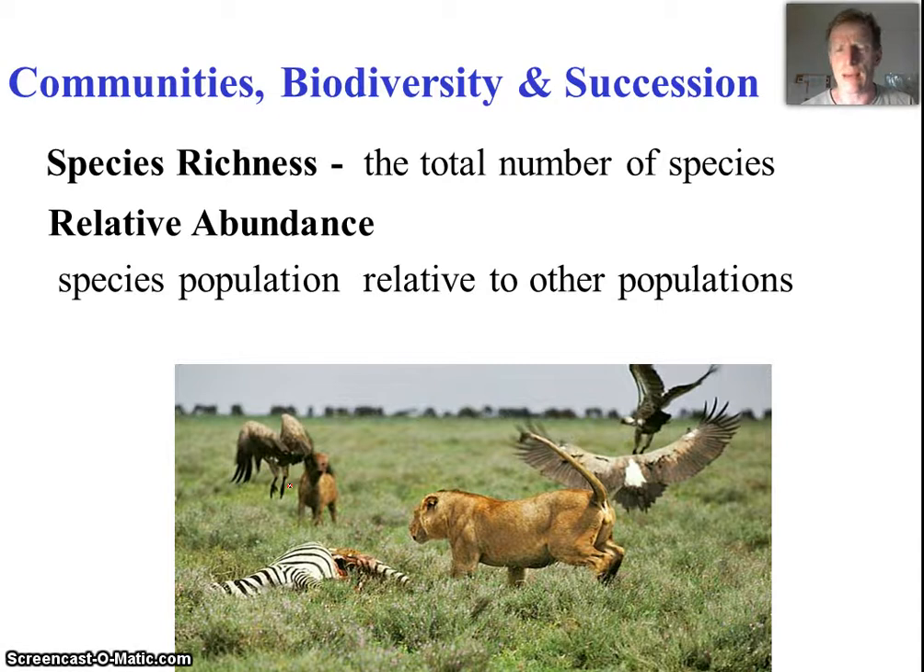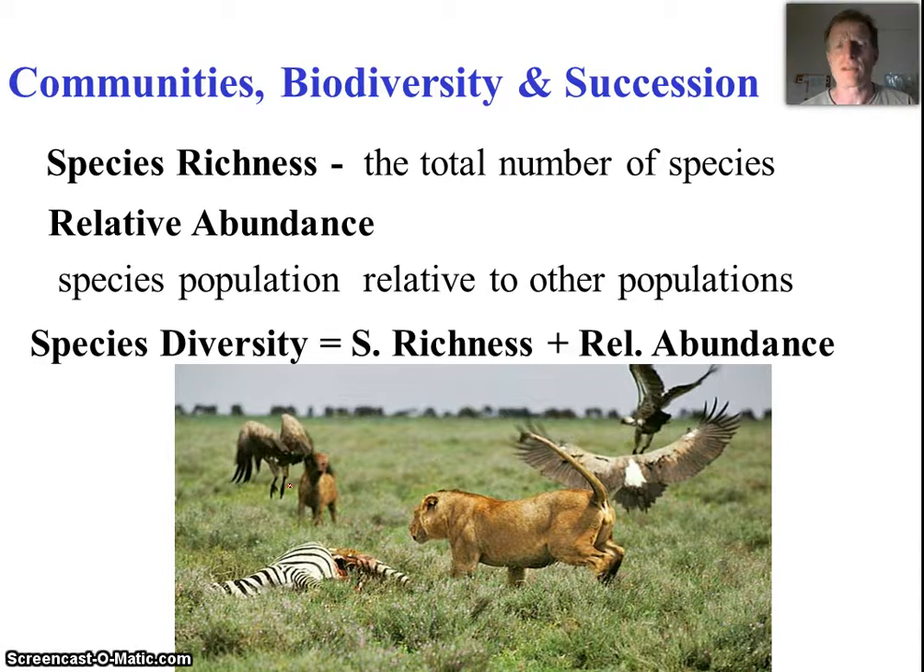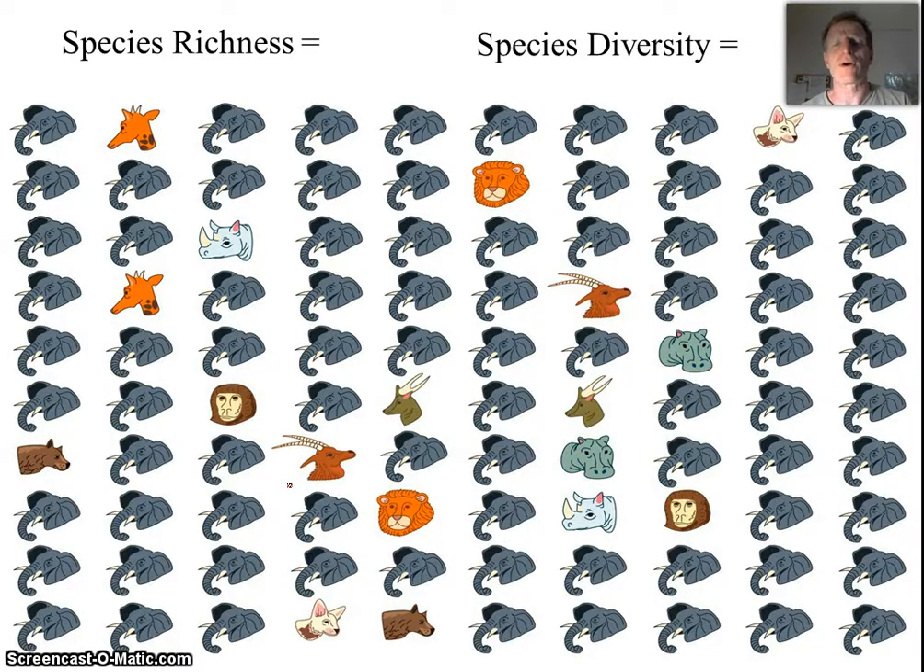So let's look at a couple examples of that. Species diversity is species richness plus species abundance. So again, now to the examples. So if we said each animal on here represents 50 of that species, and we look at this community, what's the richness? Well, if we count up the total number of different species, we can see that there are 10 different species. Okay, so species richness is 10.